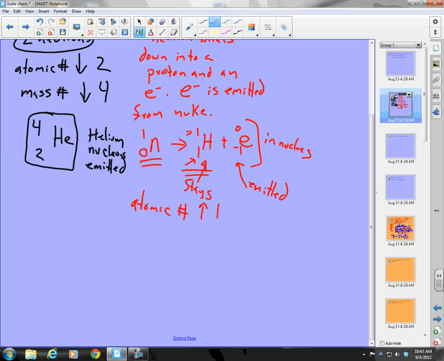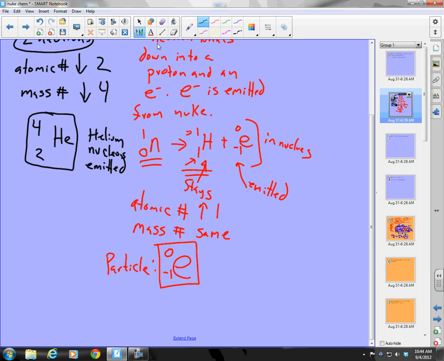What happens to my mass number? Well, I have a neutron, that's a part of my mass number that is lost, but I have a proton that's part of my mass number that's gained, so my mass number stays the same, right? And how do we represent, once again, in our nuclear equation? The symbol for that particle is e with 0 and -1. Great, and we'll use that later.